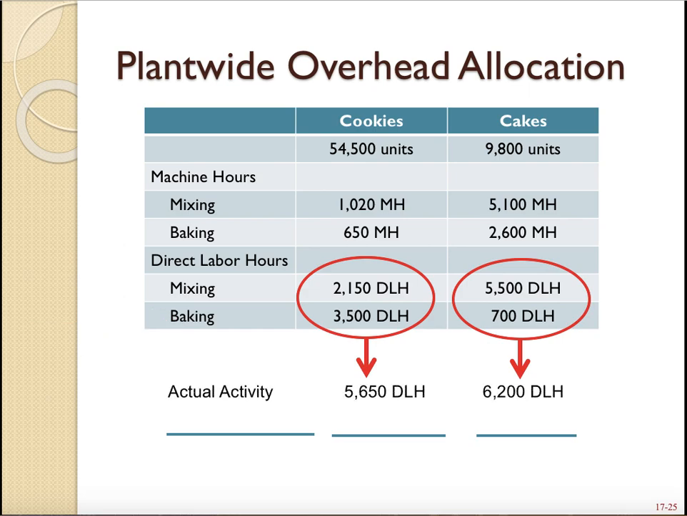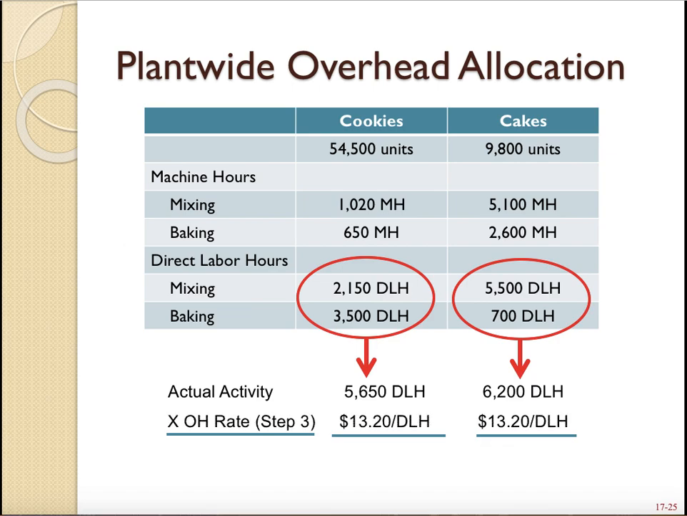So our actual activity, we're going to take our actual direct labor hours from both departments, but for each product. So we calculate each product separately. That's what we're trying to do, to allocate the cost to what belongs to cookies and what belongs to cakes. So I just added those together. Cookies took 5,650 direct labor hours and cakes took 6,200 direct labor hours.